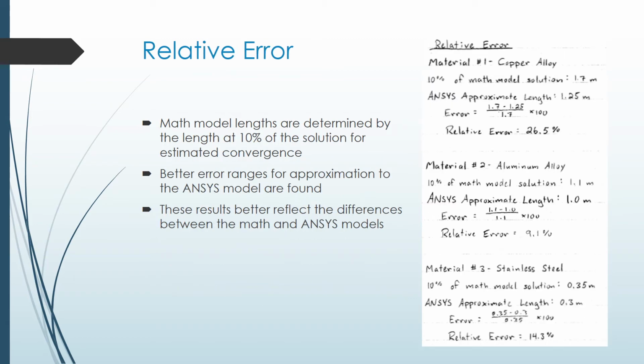The relative error for each material is found at a 10% convergence rate. Based on this analysis, for a better approximation to ANSYS, the error ranges are found to be much lower.